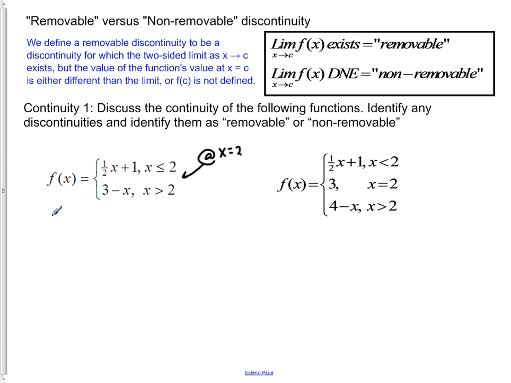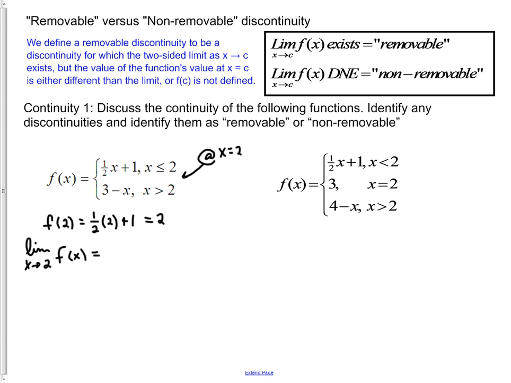Well, I can say for sure f of 2 is defined right here. f of 2 is equal to 1 half times 2 plus 1, which is to say 1 plus 1, which is 2. On the other hand, if we take the limit as x approaches 2 of f of x, we'll note that we have to evaluate this from the left and the right and see what happens.